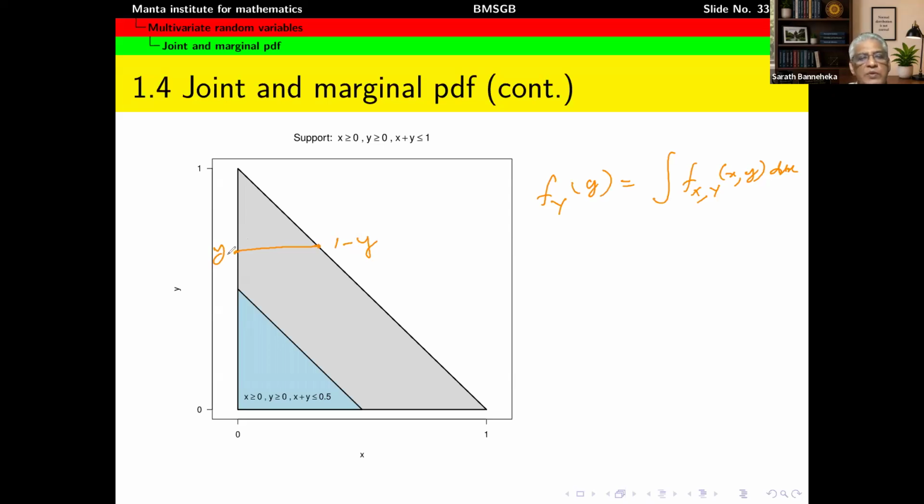We are fixing this y value now. So at that point, x will be 1 minus y. Therefore, this will be from 0 to 1 minus y, right? So you are integrating with respect to x and then putting the limits in terms of y. So finally, it will be in terms of y, right?